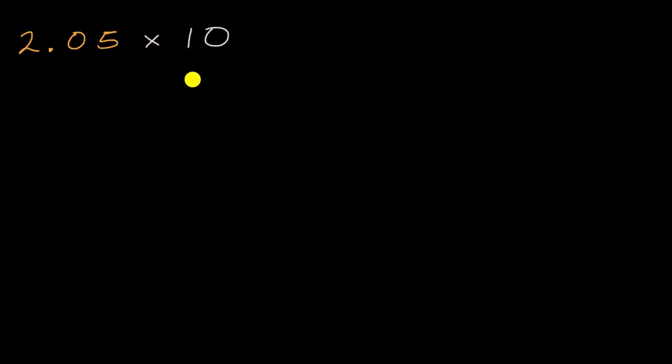Well, in previous videos, we've already said that when you multiply by 10, you shift each of the digits one place to the left. And so this is going to be equal to, instead of two ones, we're now going to have two tens. So 2 in the tens place. And then instead of 0 tenths, we're now going to have 0 ones. And instead of 5 hundredths, we're now going to have 5 tenths. So this is equal to 20.5.